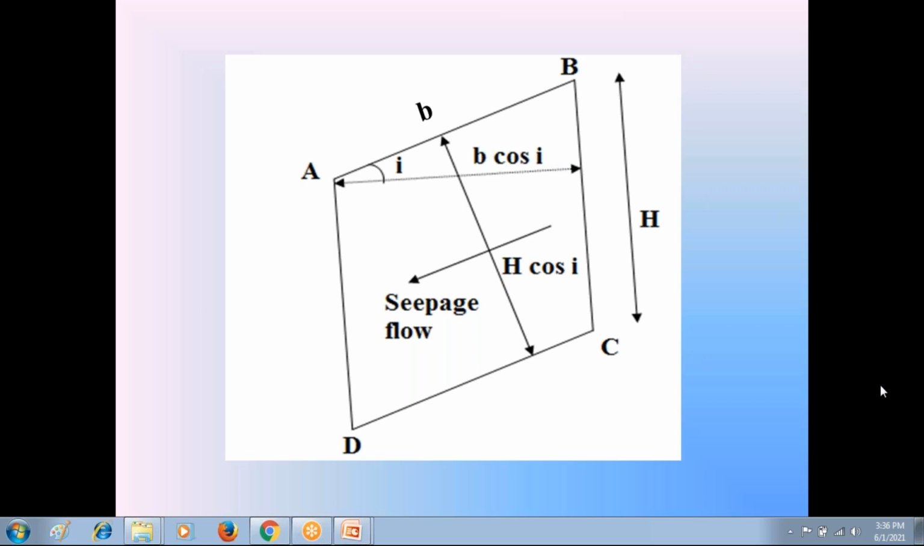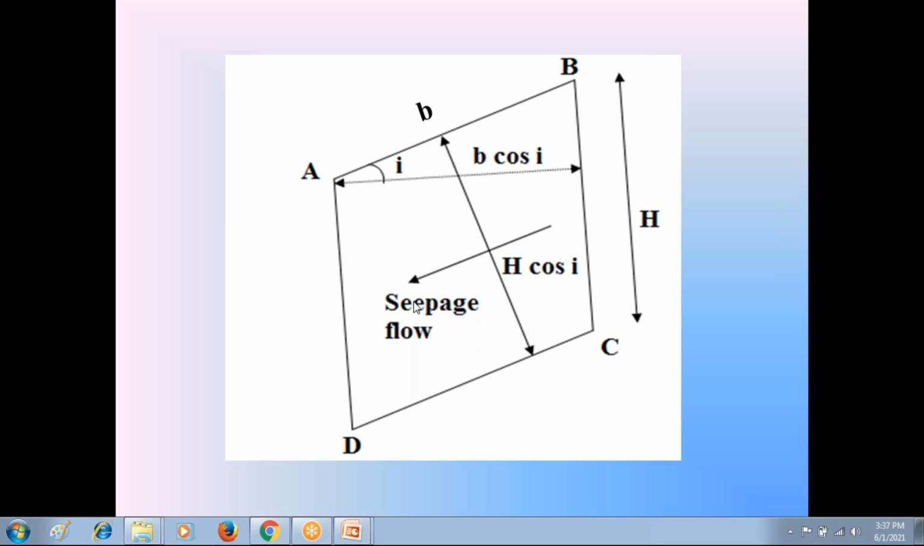Now coming to this seepage flow condition, just now we discussed the weight of soil prism W. We resolve that weight W into normal component and also tangential component. Then the next is seepage flow in the soil slope. Check this direction of seepage flow. The seepage flow is parallel to the soil slope. Please follow this carefully.